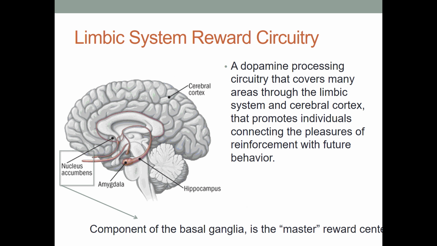Also inside the limbic system, this is, for me, I think, the most interesting part of our limbic system, which is called the reward circuitry. So inside the limbic system, a lot of these different pathways flow to the same area right here called the nucleus accumbens. And the nucleus accumbens is the master reward center of the brain.